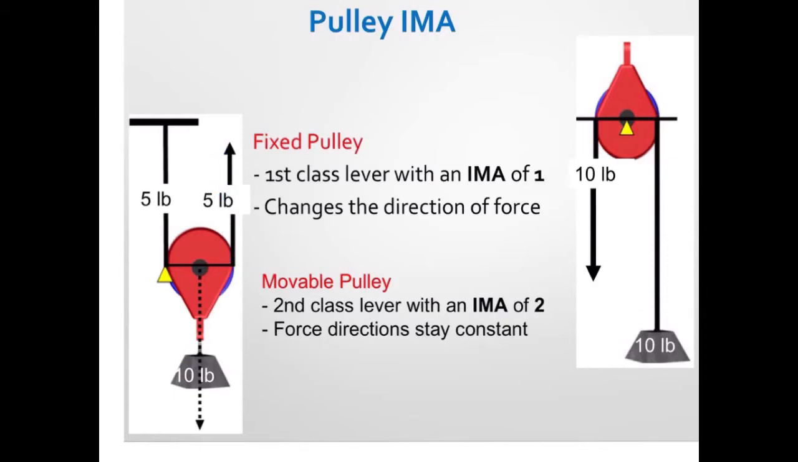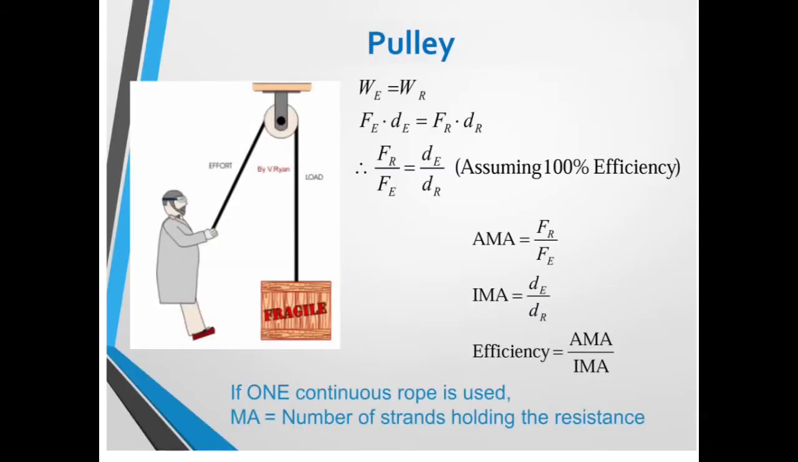You have a mechanical advantage with the movable pulley, and with the fixed pulley, you're getting a change of direction in your force to make it easier where you're pulling down instead of trying to pull up. You can find AMA and IMA for a pulley with the same formulas as the other simple machines. And you can also find the IMA by counting the number of strands.